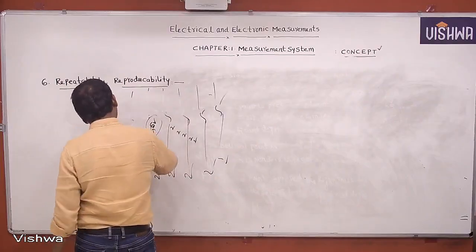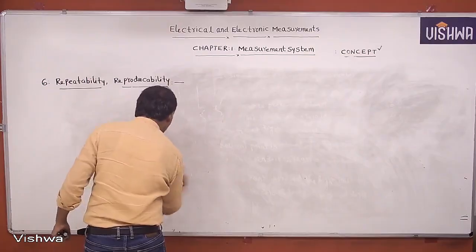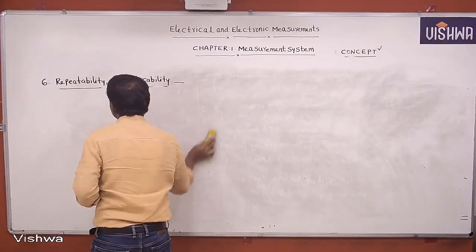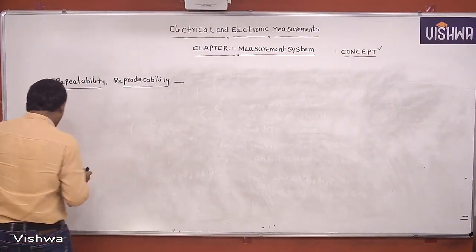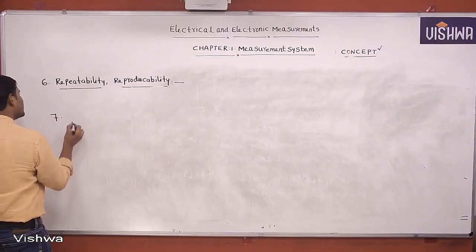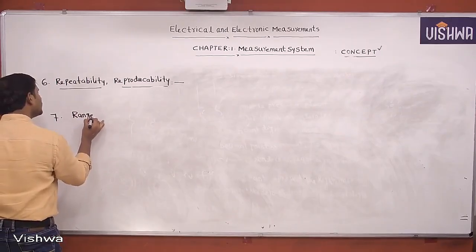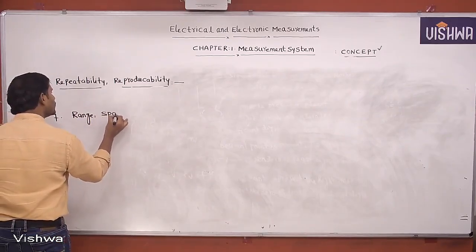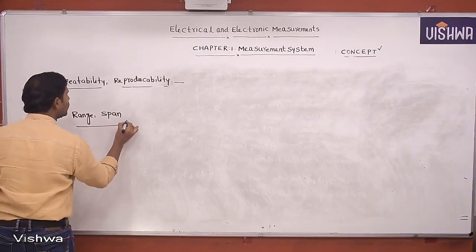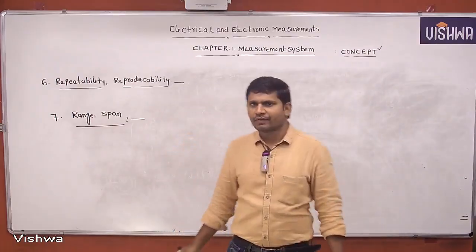Okay, this is about what exactly repeatability and reproducibility are. Those statements you remember. Then one more characteristic. This is also a desirable static characteristic of an instrument. What is the range of an instrument and what is the span of an instrument? How to define the range of an instrument and how to define the span of an instrument?